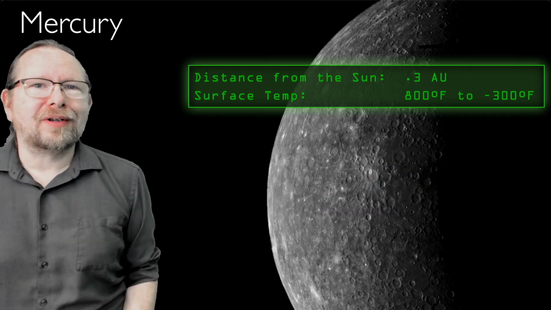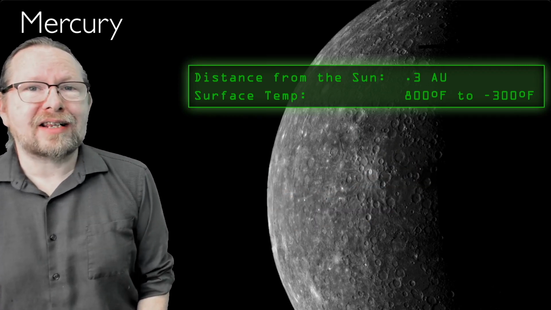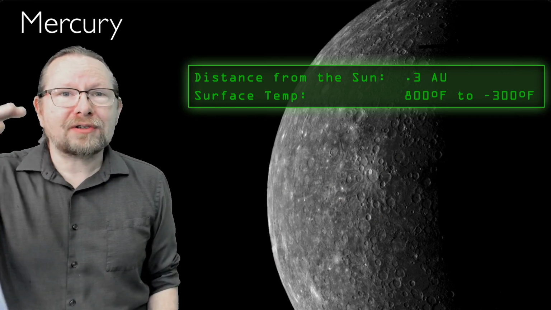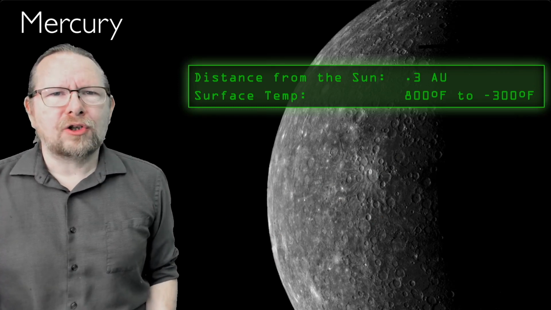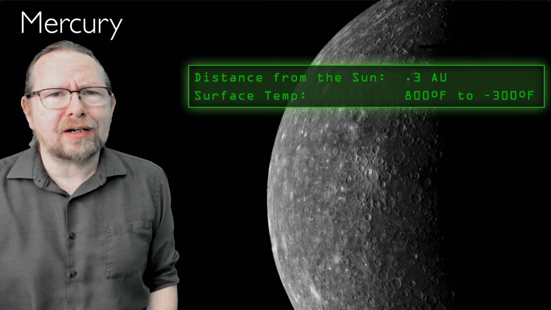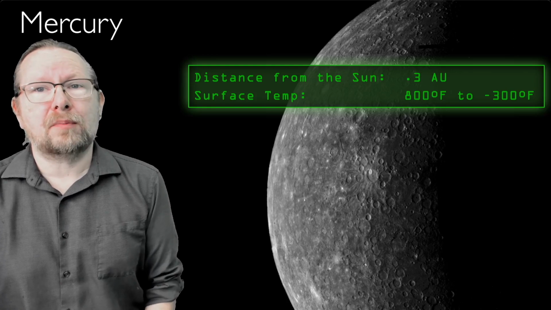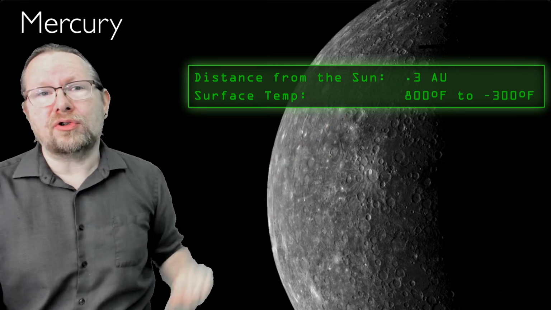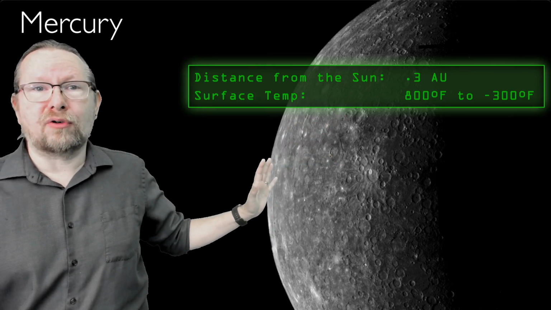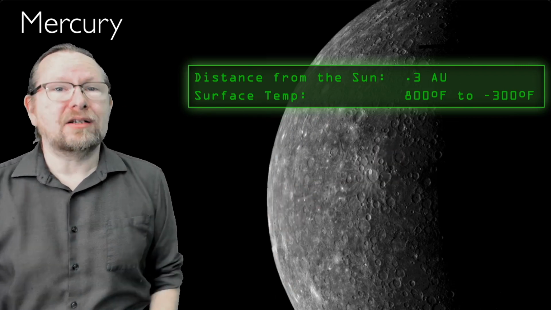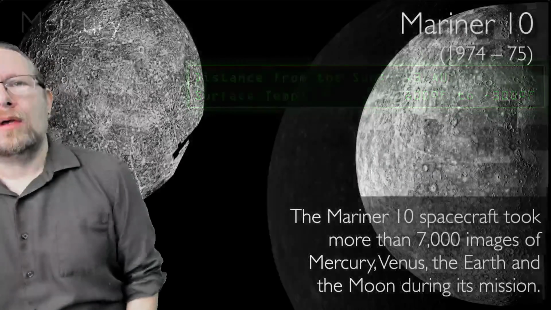On Earth, it gets cold at night, right? It is colder at night than in the daytime. But because we have an atmosphere that traps in heat, that difference in temperature is only 20, 30, maybe 40 degrees tops between daytime and nighttime. On Mercury, the difference is huge, because one side is exposed directly to the Sun and the other side is exposed directly to empty space, and that heat is just immediately lost.